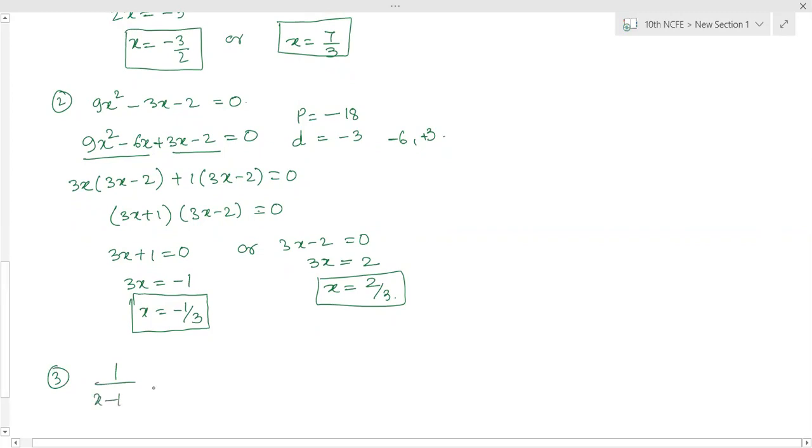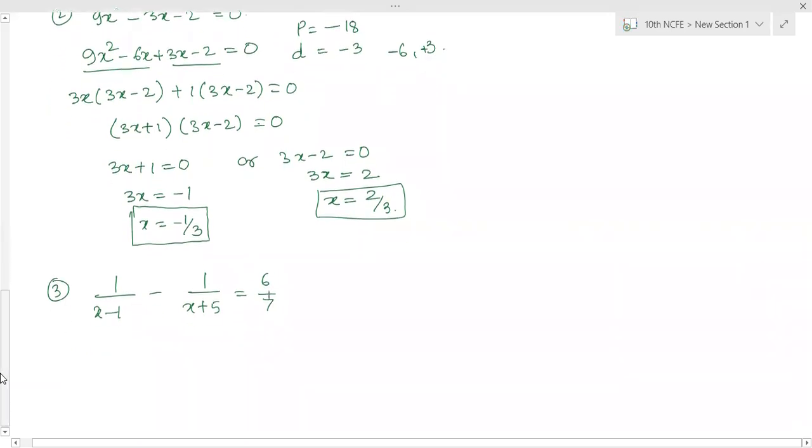1 by x minus 1 minus 1 by x plus 5 is equal to 6 by 7. Now this is not in the form of ax squared plus bx plus c. We have to bring it to that form first, by simplifying it. So here we have to take the LCM. The LCM is the product of both the terms.